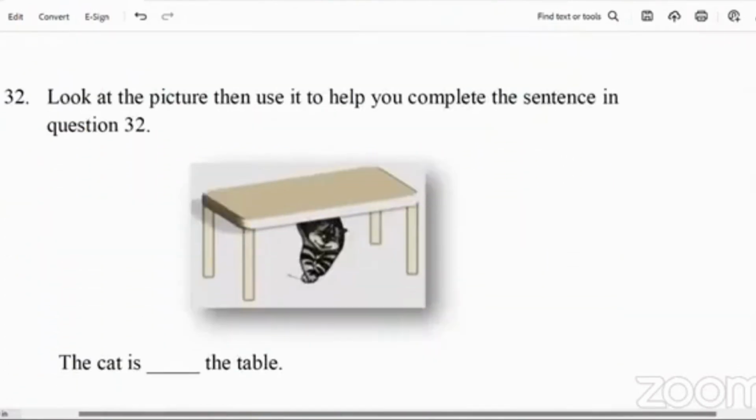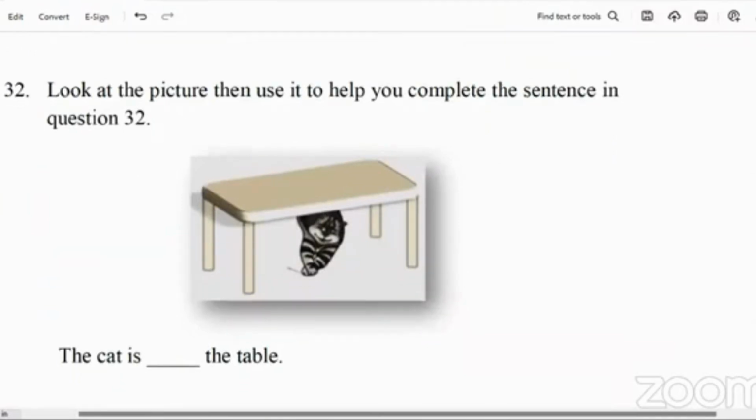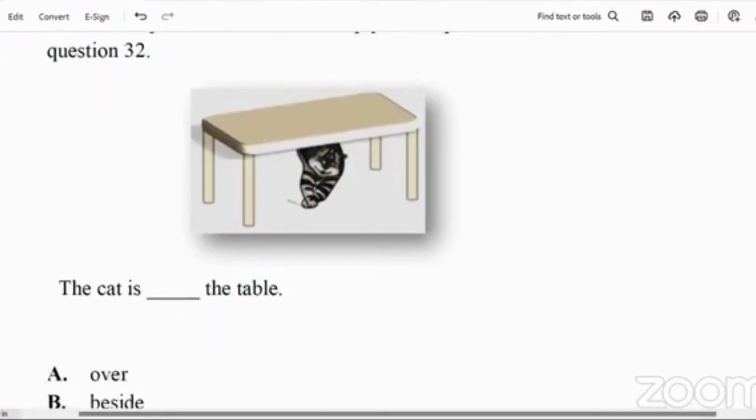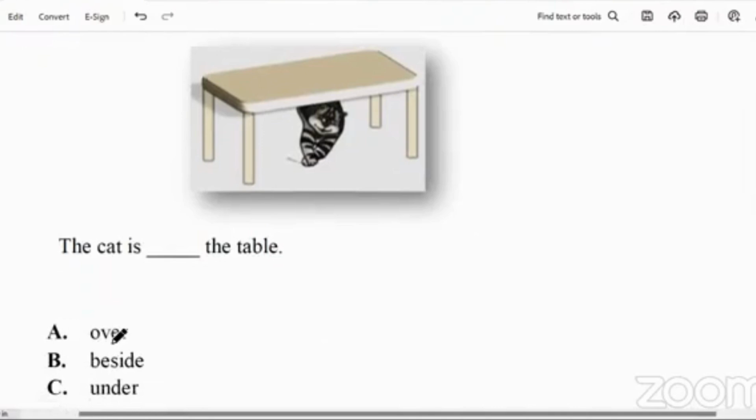Question 32. Look at the picture and use it to help you complete the sentence in question 32. All right. The cat is blank the table. All right. That one is pretty obvious. The cat is under the table, not beside, not over, but under the table.